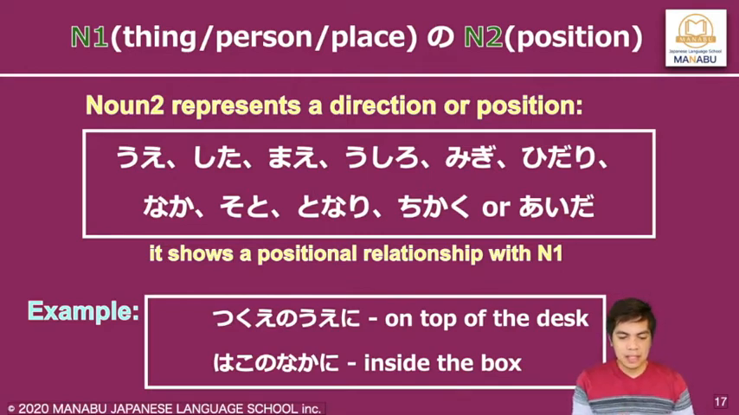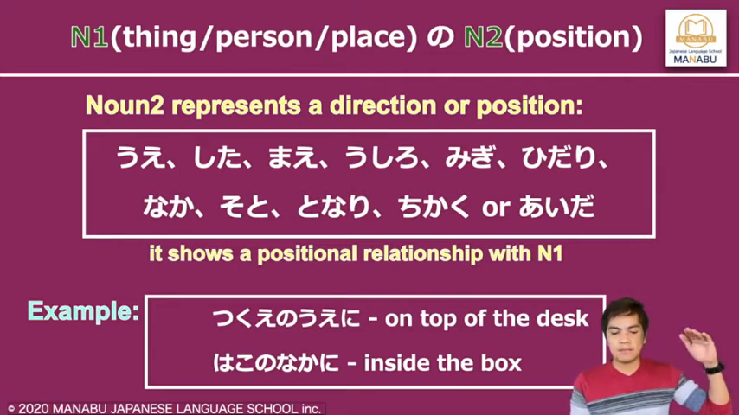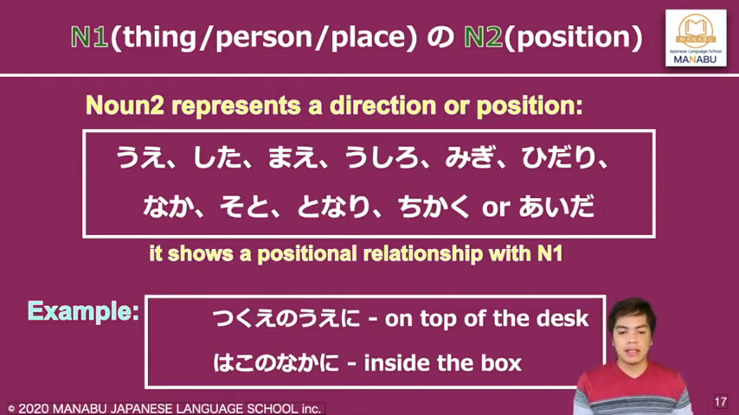Let's see the example, tsukue no ue ni. So the noun 1 here is tsukue, that is the thing, and the particle no, and the position is ue. It means at the top of the desk. Then the particle ni, because we will use tsukue no ue as a place of existence, that's why we attach the particle ni. Next example is hako no naka ni. Hako means box, no naka inside. The word naka means inside, so hako no naka, inside of the box. Then we attach the particle ni.